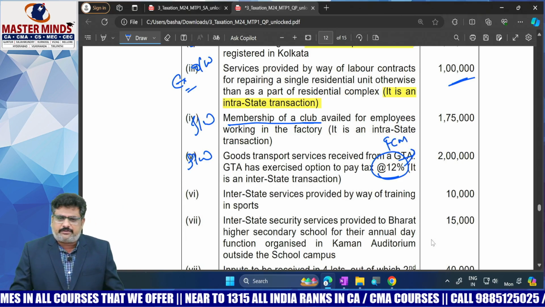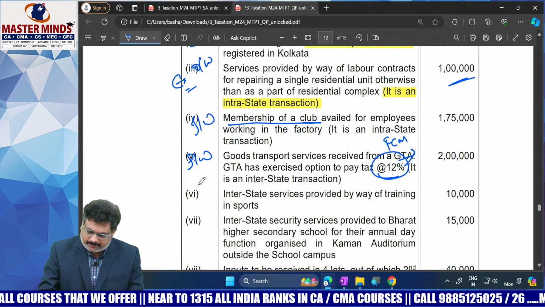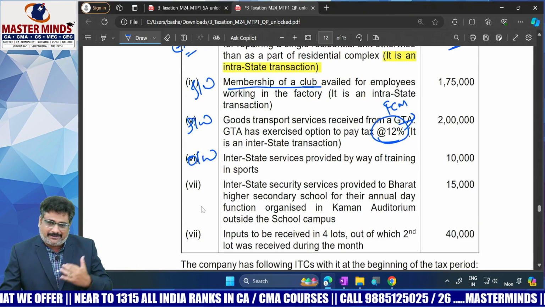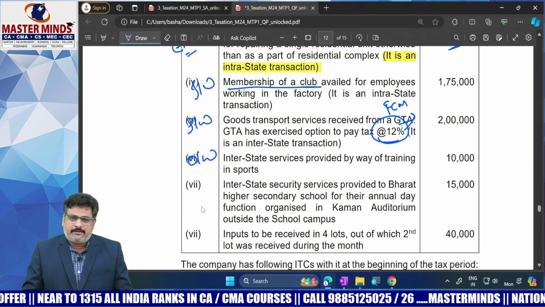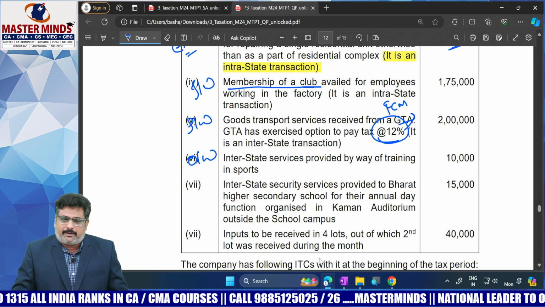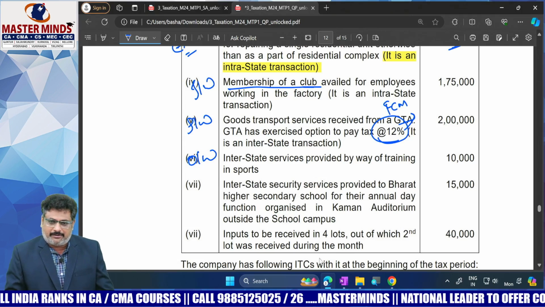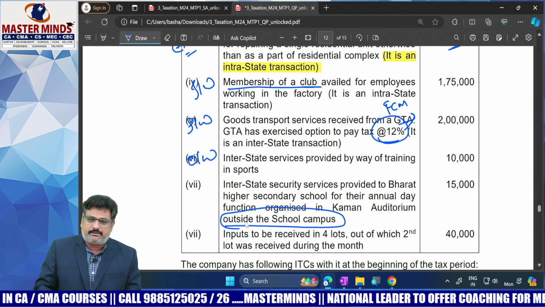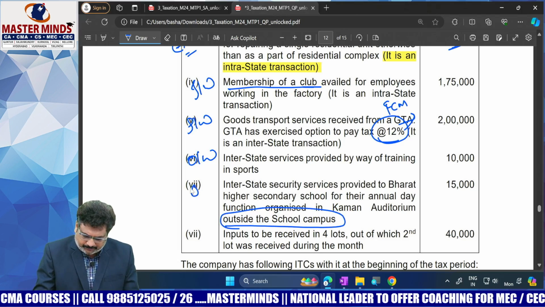Next one, interstate services provided by training. Is it inward supply or outward supply? Outward supply. You need to write it like this. Okay. And next one, interstate security services provided to a high school for their annual day function organized in a common auditorium outside the school campus. This is a highlight word. Is it outward supply or inward supply?